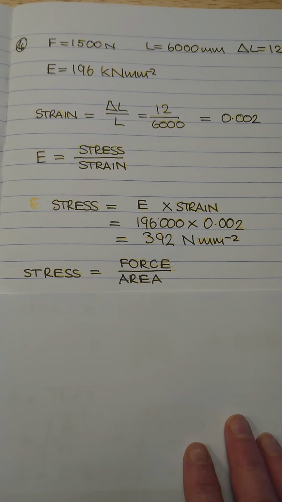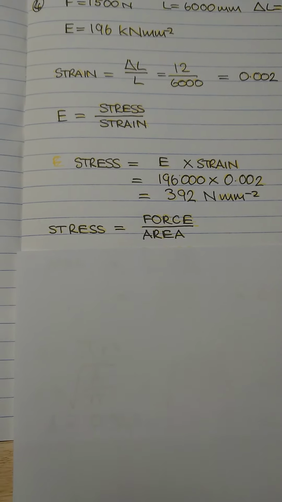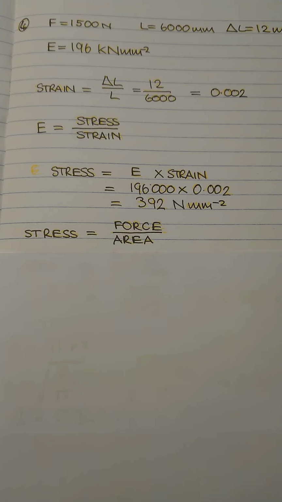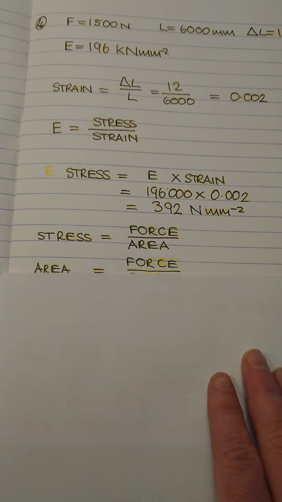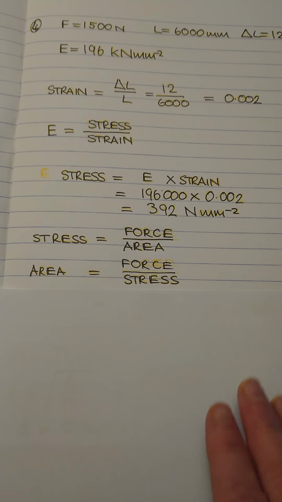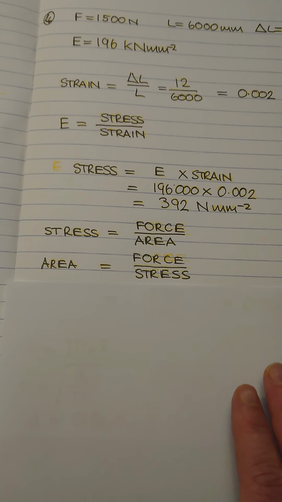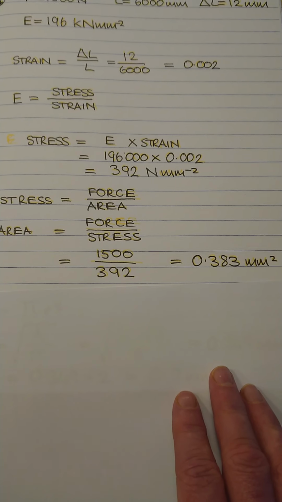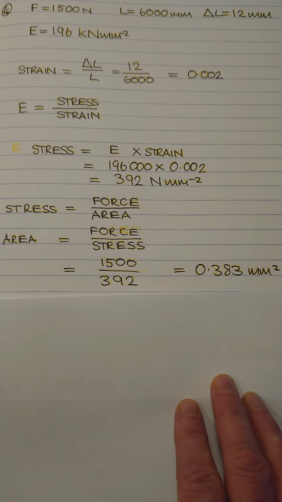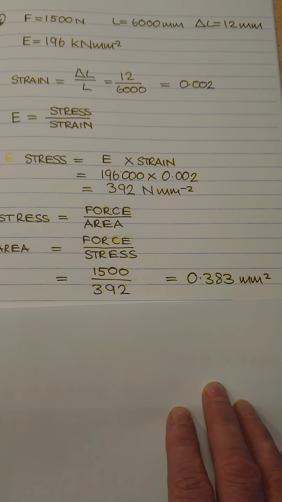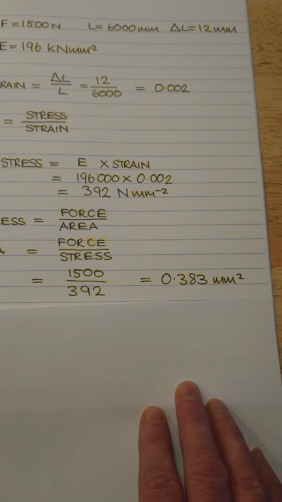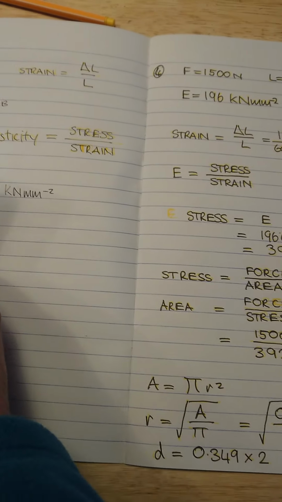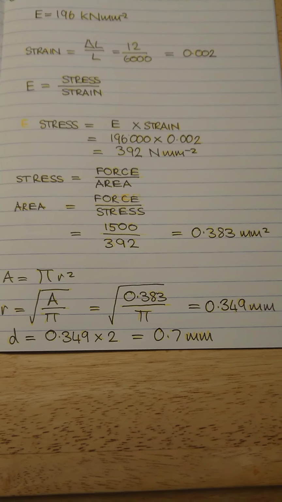Right. So we also know that stress is force divided by area. So if we've got the stress using Young's and the strain, we can work out what the area is. Area is equal to force divided by stress. We'll keep on moving. And so we've got the force, which is 1.5 kilonewtons, and we've got the stress, which is 392, and we're able to work out the area of the cross section.